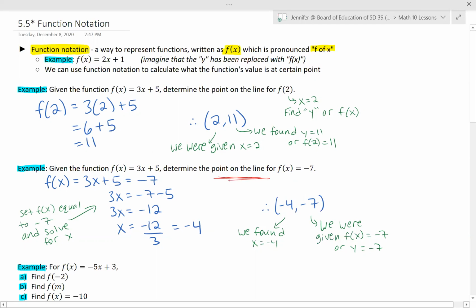So again, the point on the line would be the ordered pair negative 4, negative 7. I knew that negative 4 went first because we just found that x is equal to negative 4. And I also know because f of x is kind of the equivalent of our y, and we were given that y, or f of x, is equal to negative 7.